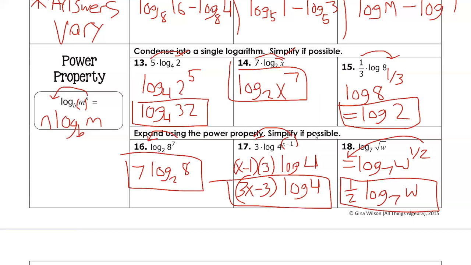These are the three properties we're going to be using. Next, on the back side of this note sheet, there are problems where you have to use multiple of these properties. These are the three properties you'll come across with logarithms, even in future classes. But any questions about the power property?